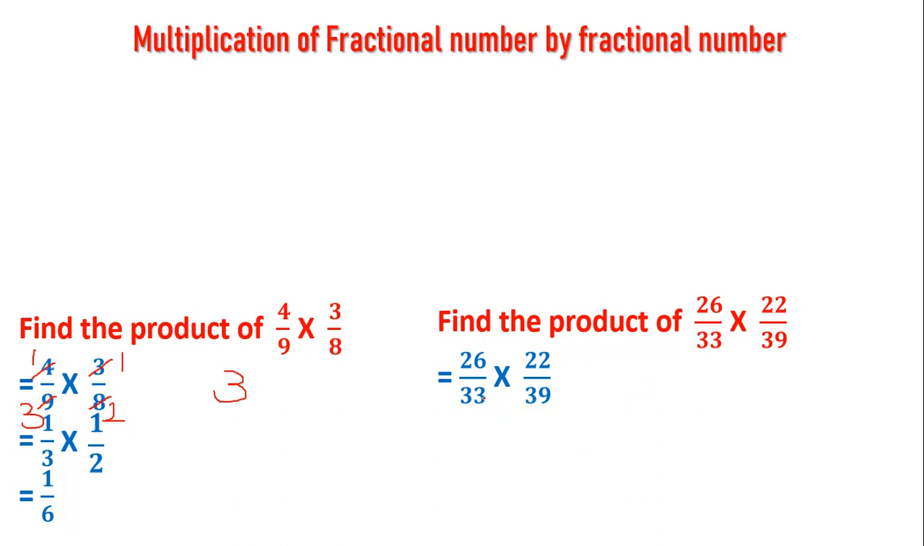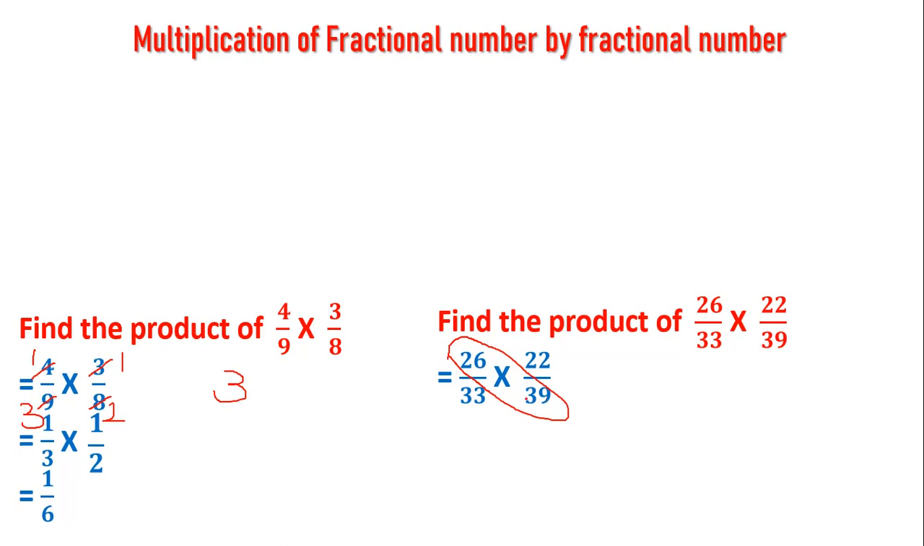The next step is we will find the common factors of the numerator of the first fraction and the denominator of the second fraction. If there is a common factor, then we will divide this numerator and denominator by that common factor. Here I will start with 2. These two numbers are not divisible by 2. This numerator and denominator are not divisible by the next number 3. Because of that, 3 is not a common factor of 26 and 39.